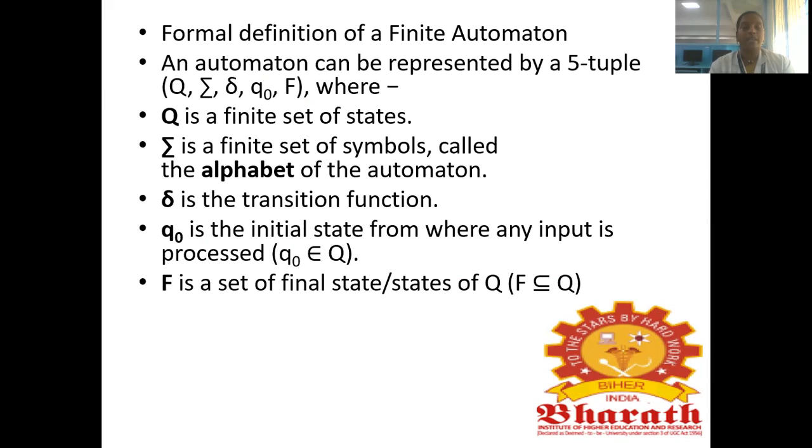So next one is delta, the transition function. That is the flow from one state to others, the flow of transitions. The arrow represents the delta of the transition functions.